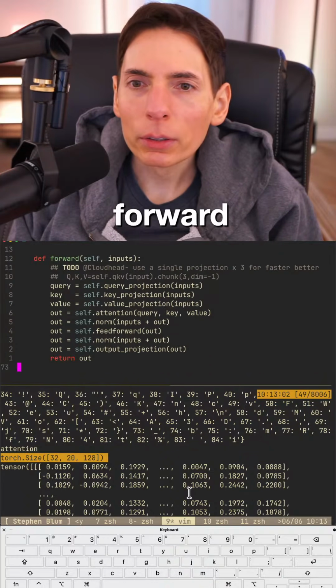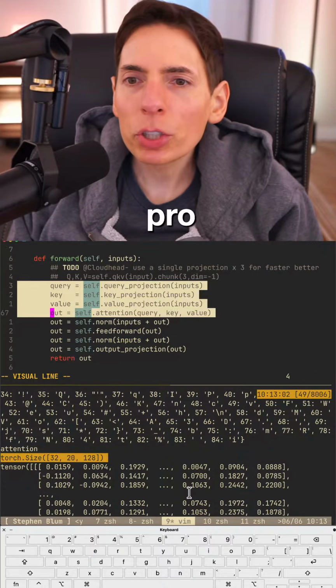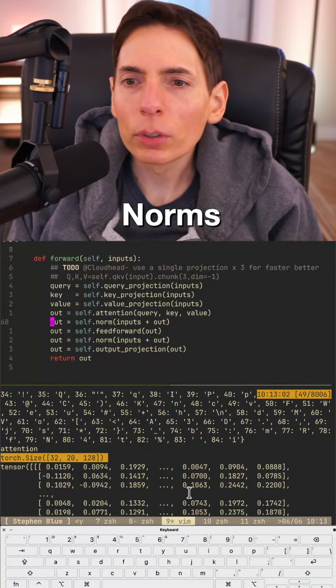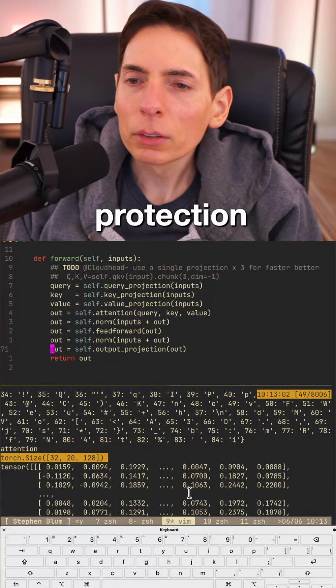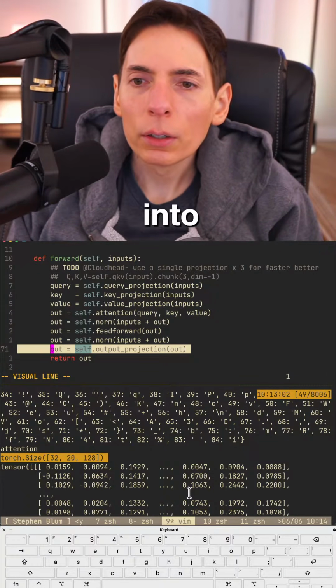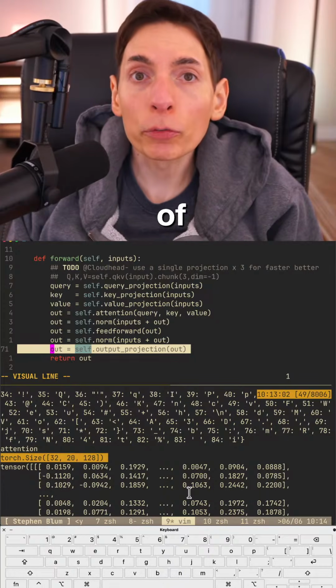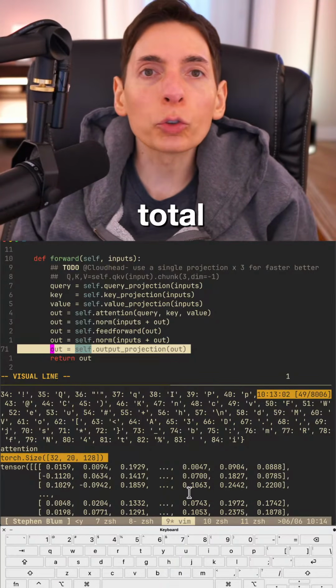So here's our forward. We do our QKV projections, attention, and then our norms. Then we get an output projection. The output projection turns it into the dimension of the vocabulary, the number of tokens, essentially. The total token population.